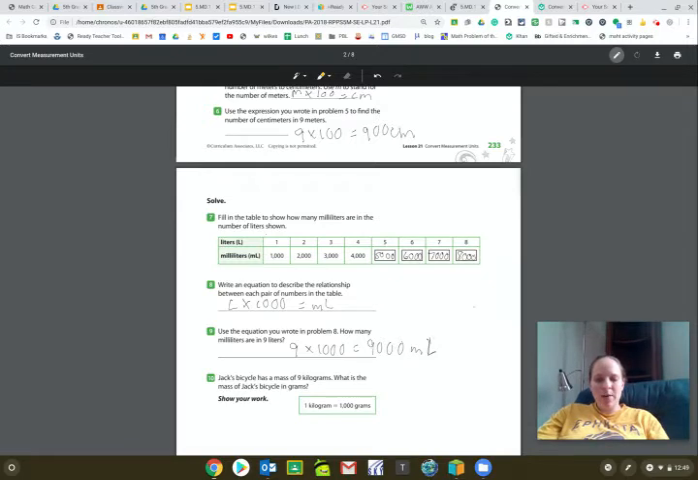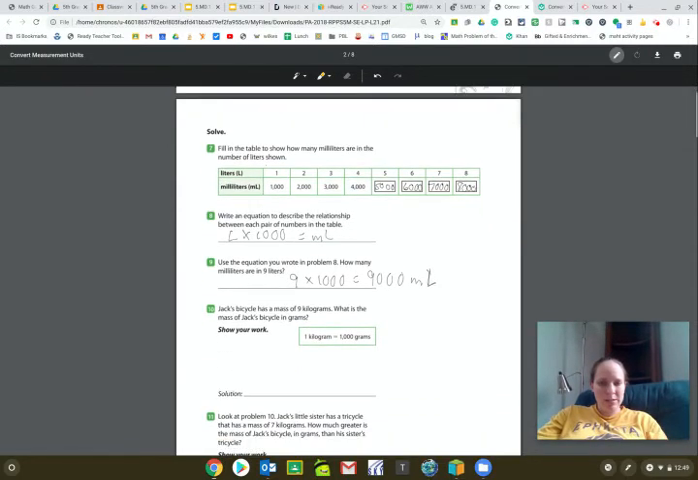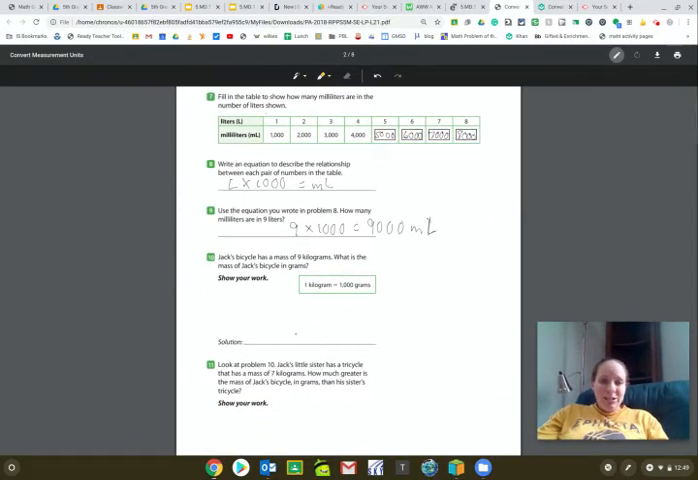So labels are going to be very important for us to put our units. Question 10 says Jack's bicycle has a mass of 9 kilograms. What is the mass of Jack's bicycle in grams? So grams is another metric unit. We use grams to measure weight.